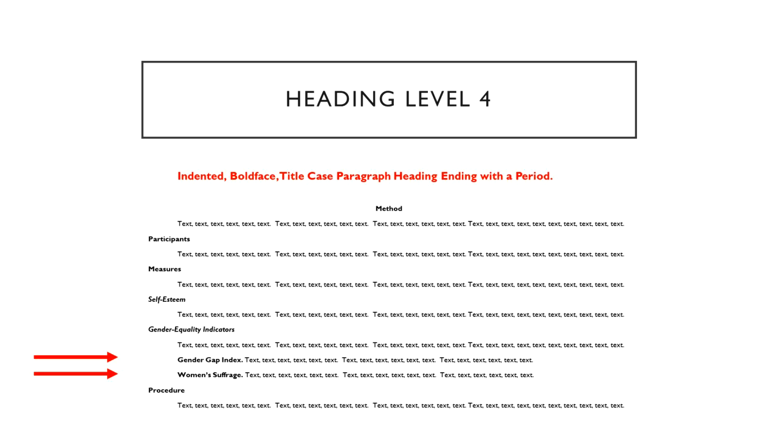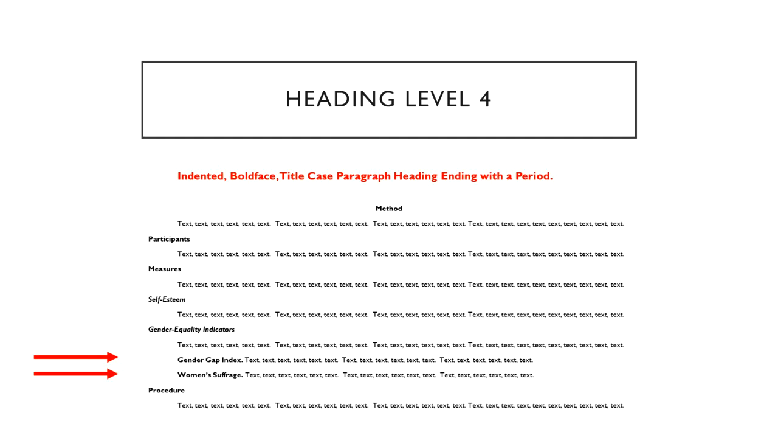Heading level 4, the difference here is we're now indenting. And not only are we indenting, but it's also starting at the beginning of a paragraph. So let's say I need to get more into the weeds in my gender equality indicators in my paper. So below that, I want to have 2 more subheadings. I want to have a gender gap index section where I talk about that, and I want to have a women's suffrage section where I talk about that. So those 2 subheadings are going to be heading level 4.